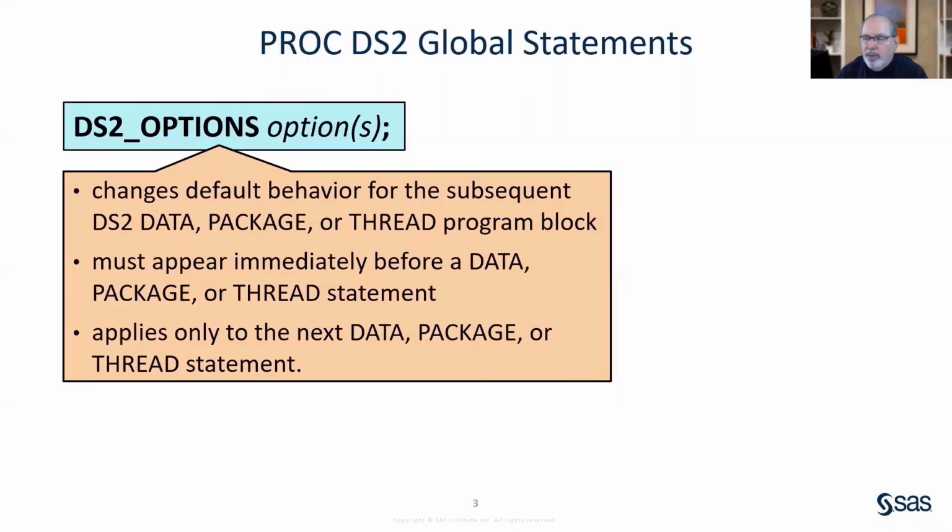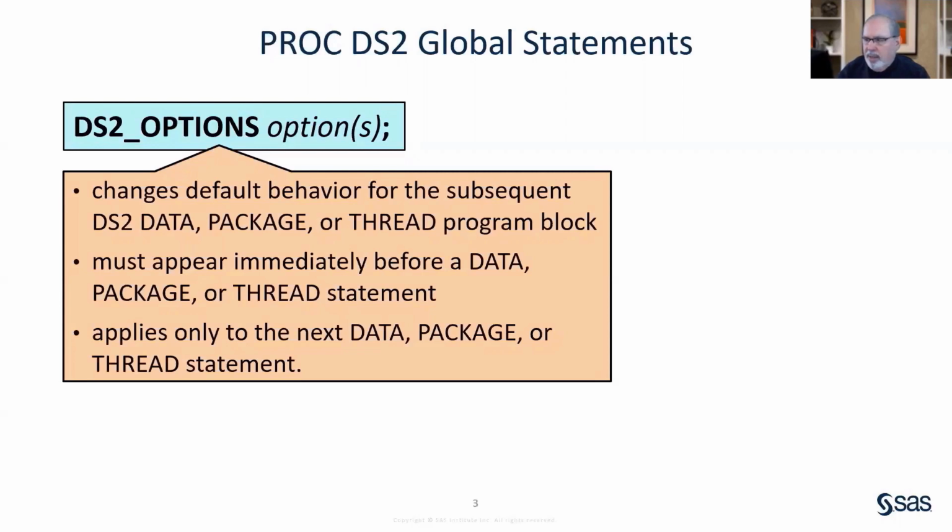Before we dive too deeply into the program blocks themselves, I'd like to talk about a particular global statement for the DS2 procedure. Now, the DS2 procedure supports very few global statements that go outside of program blocks. And they're not global in the nature of the way we think about a global statement in the SAS system, for instance. A global statement in Proc DS2 goes before a program block, affects the behavior of processing for that block and that block alone. And as soon as the subsequent program block is finished processing, the option goes back to its default behavior.